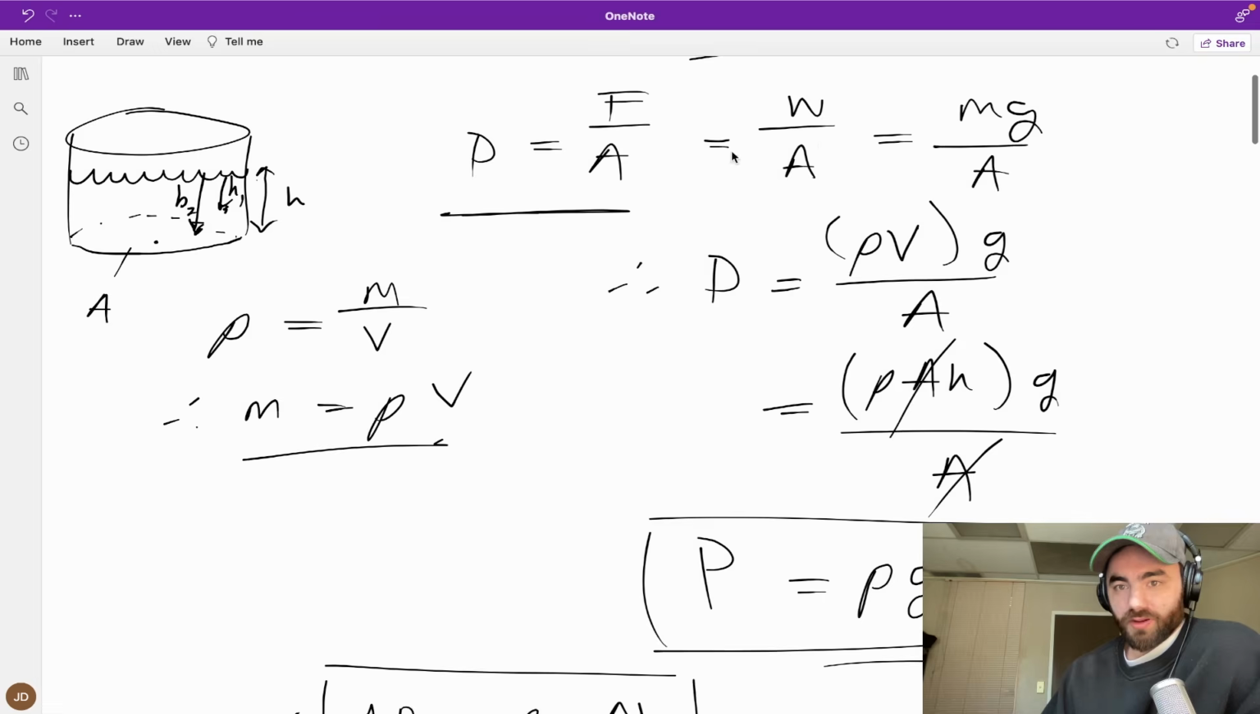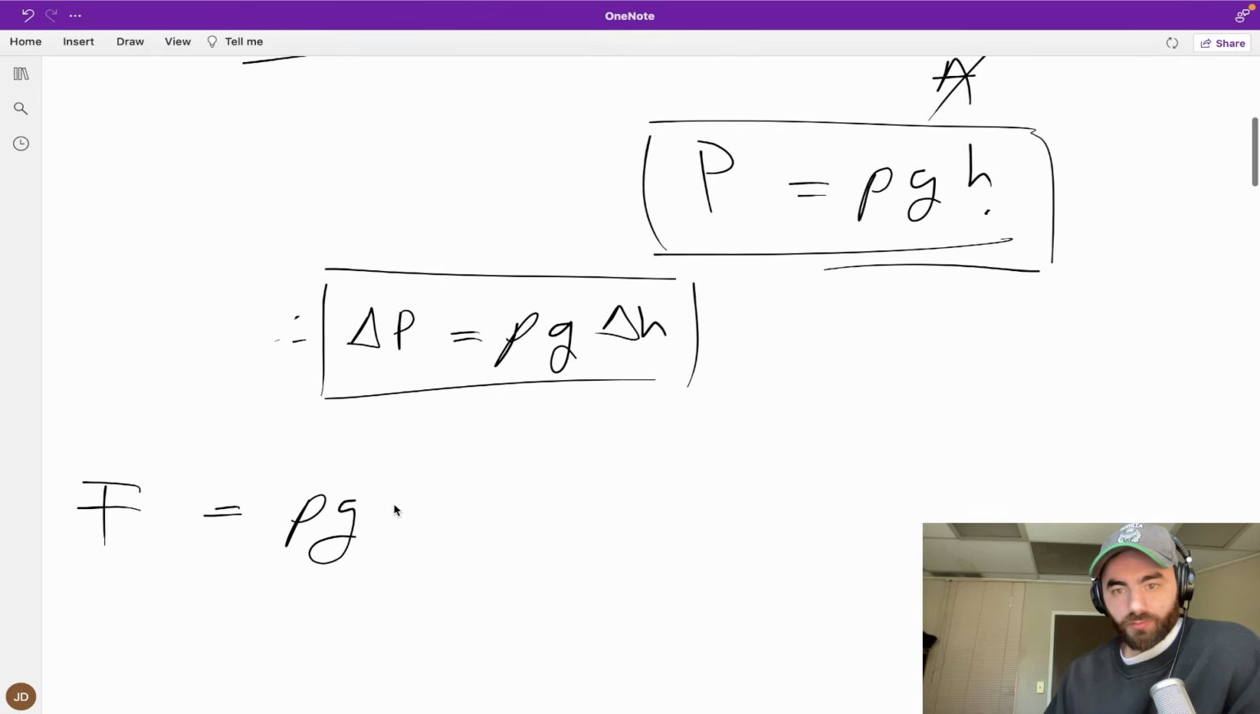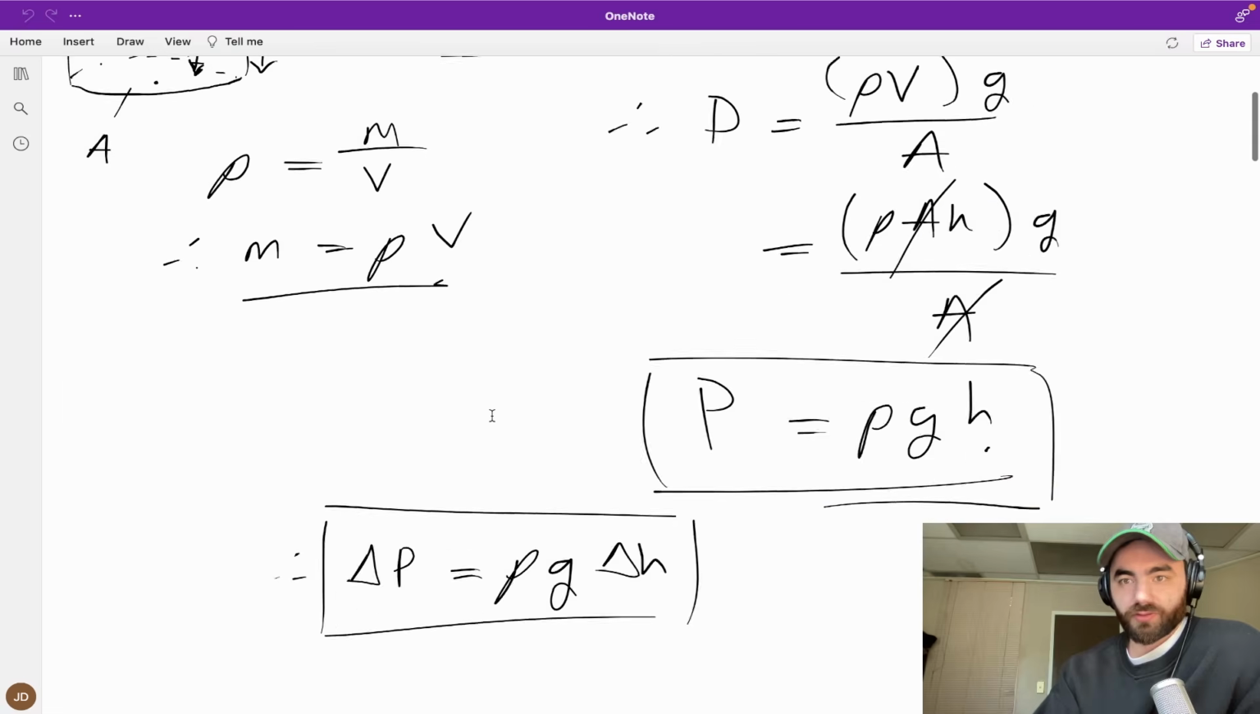Okay, and then this one. So this is Archimedes' principle. It's actually quite easy to prove. Sorry for this being a little messy. Rho g V.